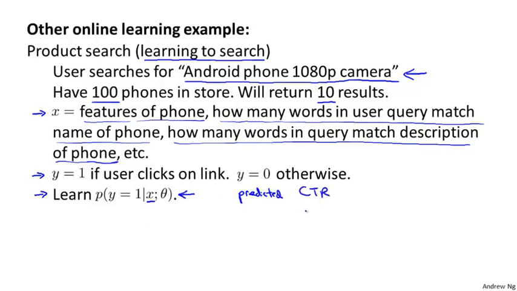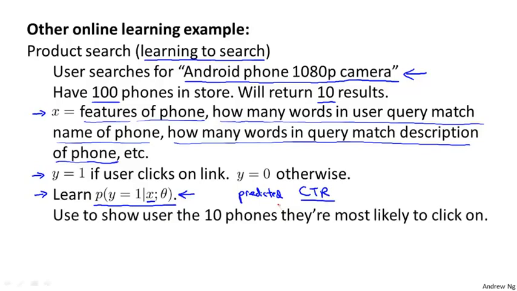It just means learning the probability that the user will click on the specific link that you offer them. So CTR is an abbreviation for click-through rate. And if you can estimate the predicted click-through rate for any particular phone, what we can do is use this to show the user the 10 phones that they're most likely to click on. Because out of the 100 phones, we can compute this for each of the 100 phones and just select the 10 phones that the user is most likely to click on. And this would be a pretty reasonable way to decide what 10 results to show to the user.